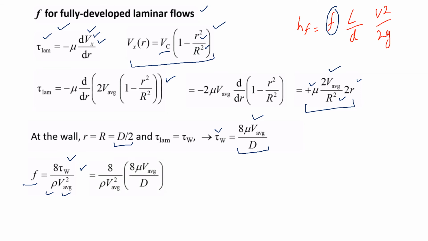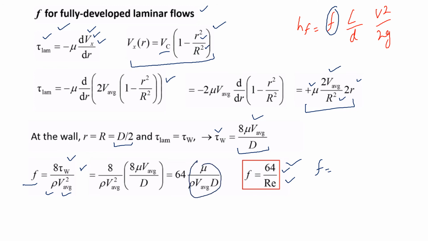So after putting the value of the wall shear stress, this is how this equation will look, and after simplifying it a bit further, we will get our friction factor for laminar flow as f equals 64 over Reynolds number. As you can see, this term right here, rho V d over mu, is in the denominator, so this is equal to 1 over Re. That's why this term comes out to be like this. So this is our friction factor for our fully developed laminar flow.